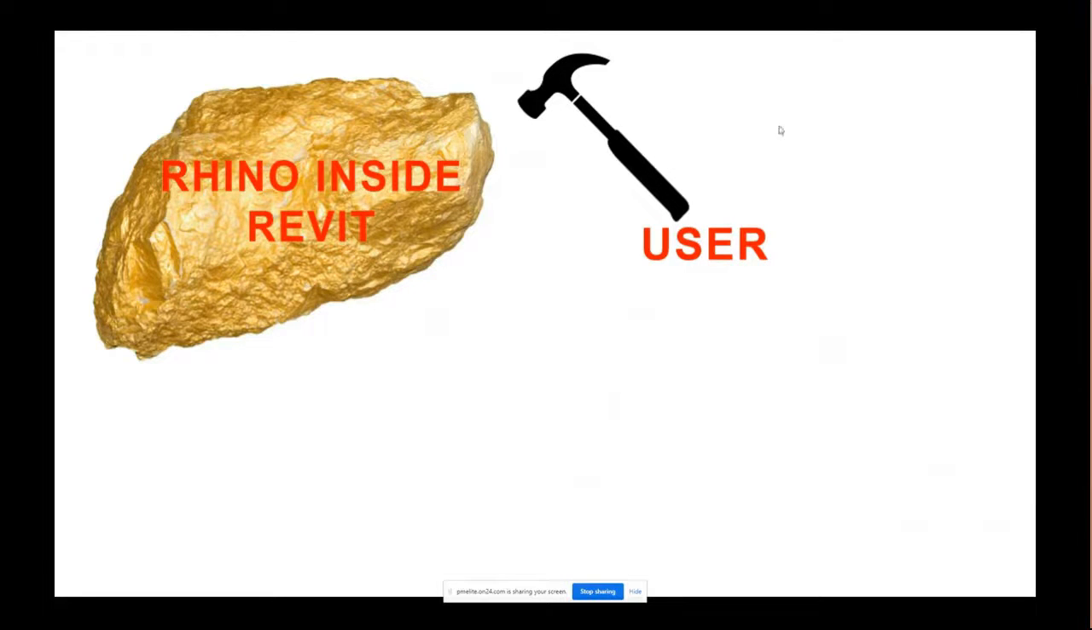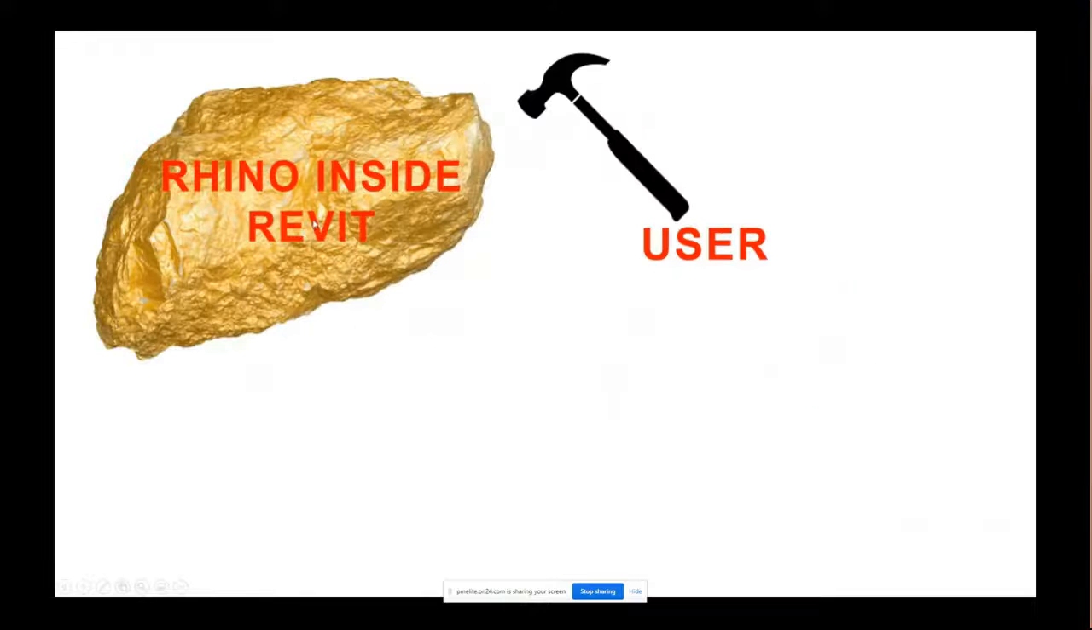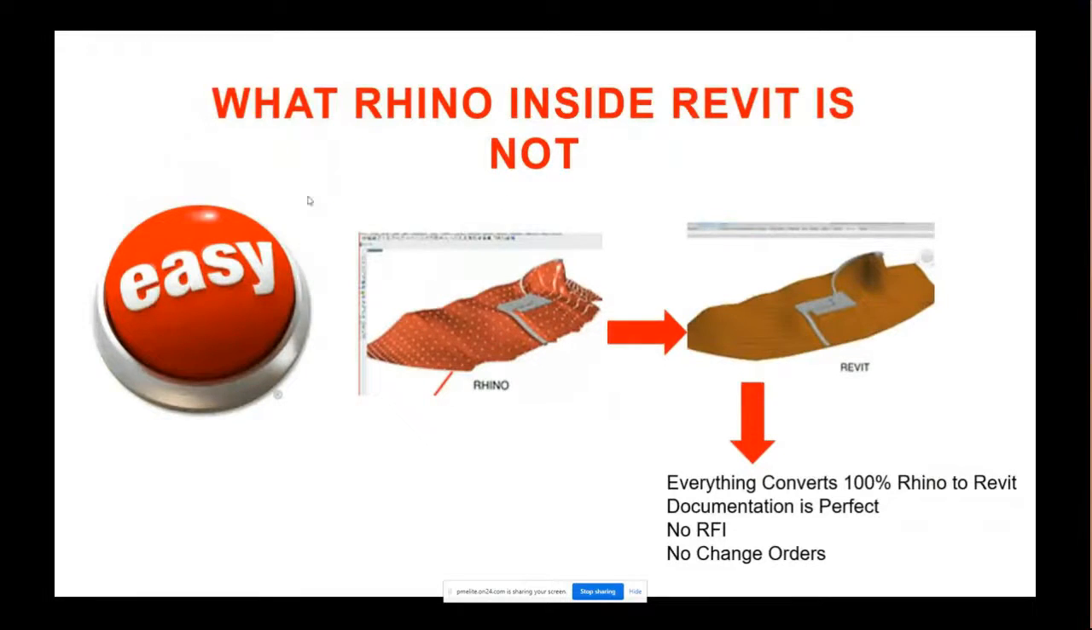So that's the idea. But what isn't Rhino Inside Revit? Rhino Inside Revit, as I showed you, is a piece of gold. You do need to mold it yourself using Grasshopper to help you bring elements over, which is advantageous. As I said, you can make it specific to your workflow. What it is not is that you can't just take Rhino Inside Revit, press a button, and have everything magically convert over. Again, I mentioned this before.